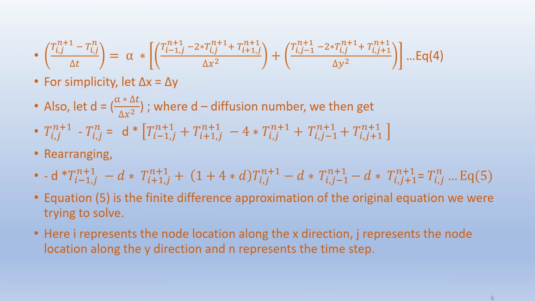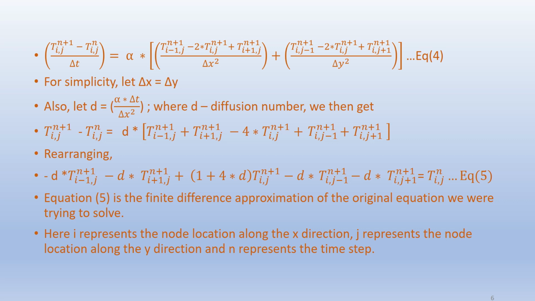T i,j n plus 1 minus T i,j n over delta t equals alpha times T i minus 1,j n plus 1 minus 2 times T i,j n plus 1 plus T i plus 1,j n plus 1 by delta x square plus T i,j minus 1 n plus 1 minus 2 times T i,j n plus 1 plus T i,j plus 1 n plus 1 by delta y square. For simplicity, let delta x equals delta y. Also let the diffusion number d equals alpha times delta t by delta x square.